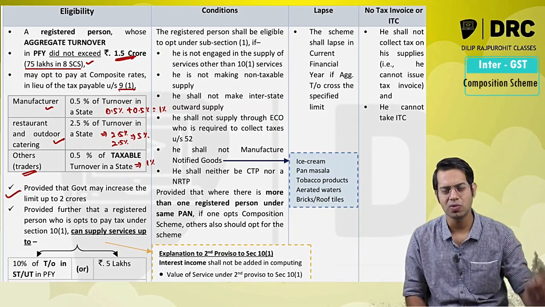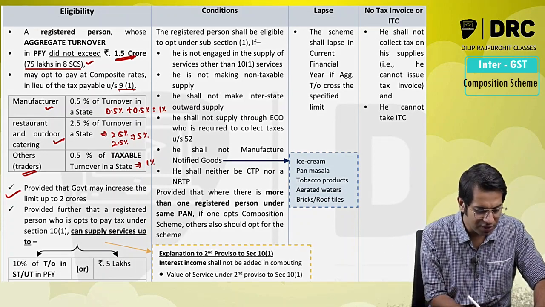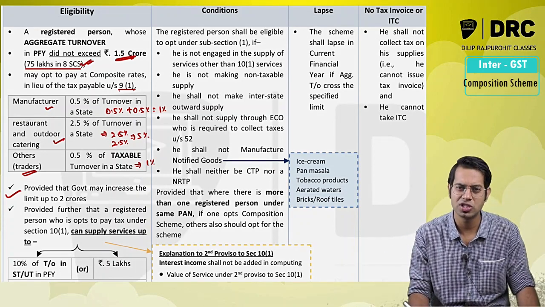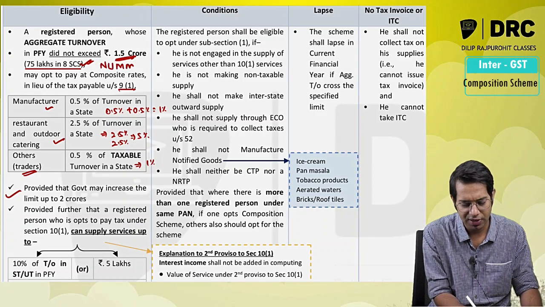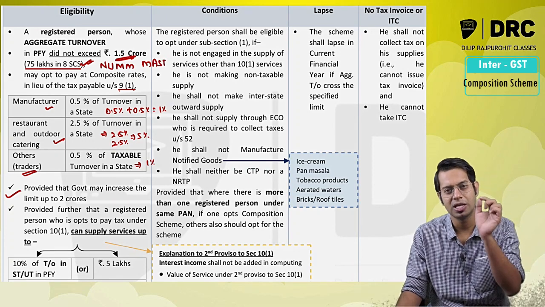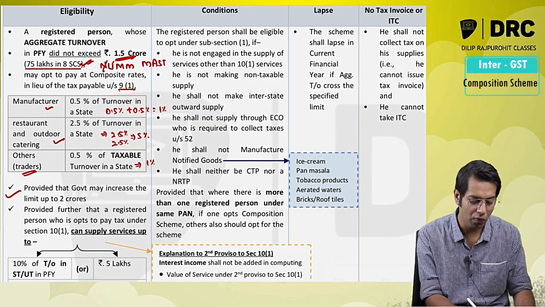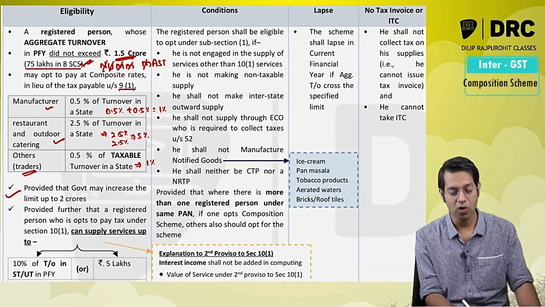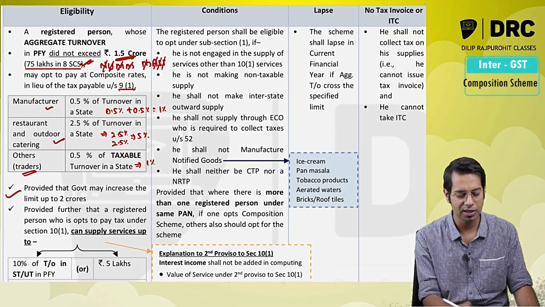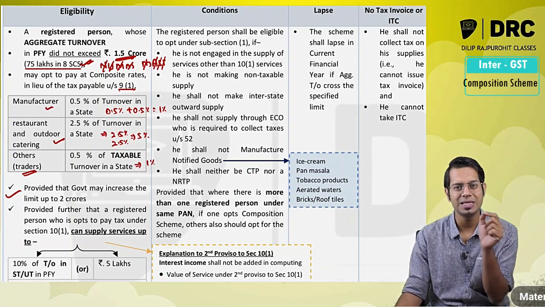Sir, you said the limit is 1.5 crores and 75 lakhs in case of 8 special category states. Which are these 8 special category states for which the limit is 75 lakhs? The 8 special category states for which the limit is 75 lakhs is MAST. N for Nagaland, U for Uttarakhand, M for Manipur, M for Meghalaya, M for Mizoram, A for Arunachal Pradesh, S for Sikkim, and T for Tripura. For these states, for MAST, the limit is 75 lakhs.